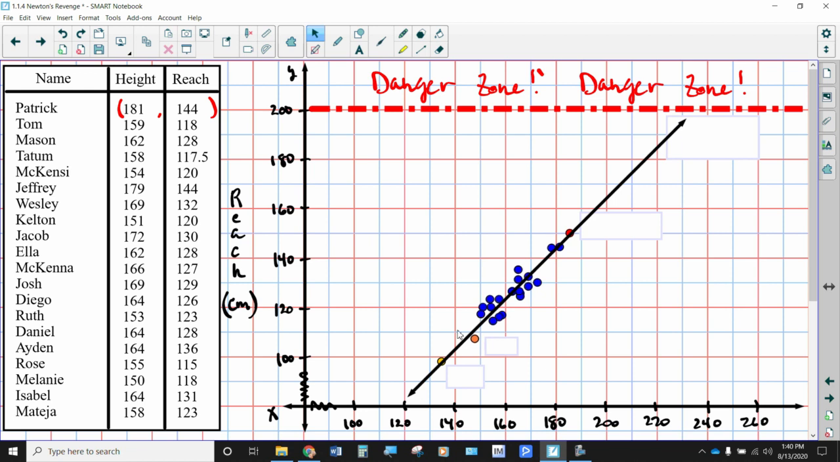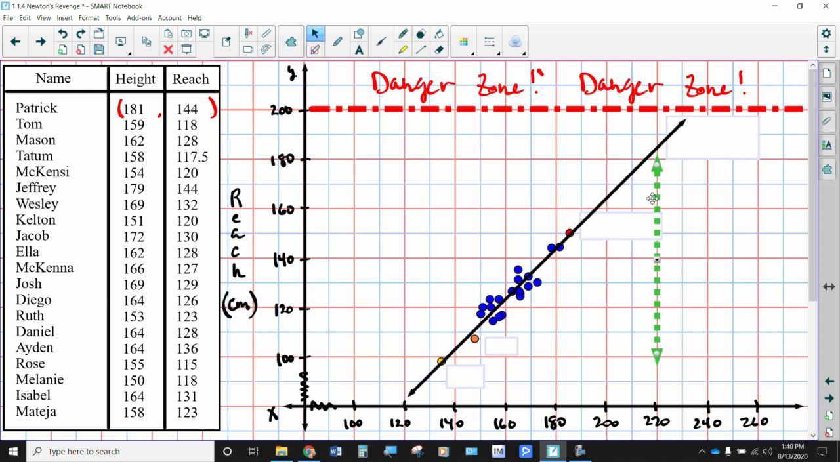Okay, so let's just come back to my line of best fit for a second here. What this is basically giving you is an ability to predict someone's reach based on their height. So if I said someone was 200 centimeters tall, we would expect from this line of best fit them to have a reach somewhere in the 160 to 170 range. If we had someone who is 220 centimeters tall, we would expect that to be somewhere in the 180 to 190 centimeter reach category, in that range.